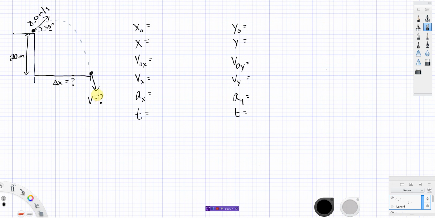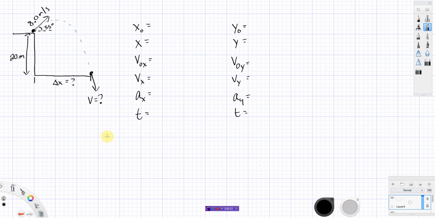Now, please be careful. A lot of people want to say, well, it landed, now the speed is 0. That's not what I'm talking about. I'm talking about with what speed does it now strike the ground? Like, how fast is it moving right as it strikes the ground?